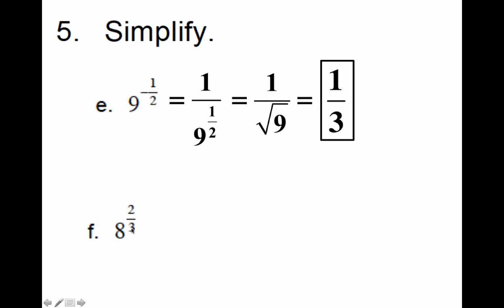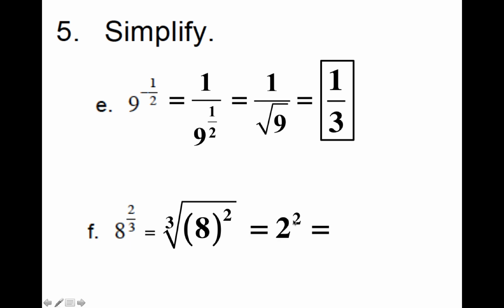For F, this is the cube root of 8 to the 2nd power. So again, you can either square the 8 and take the cube root, or you can cube root first and then square it. So I'm going to cube root first. So the cube root of 8 is 2, and then 2 squared is 4. Notice the other way works too. 8 squared is 64, and what number cubed is 64? Well, 4. So both ways work.